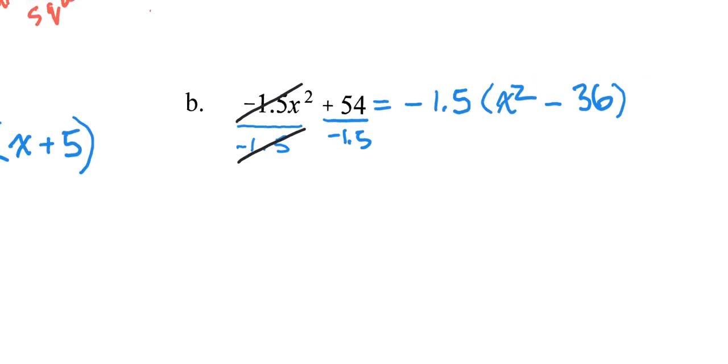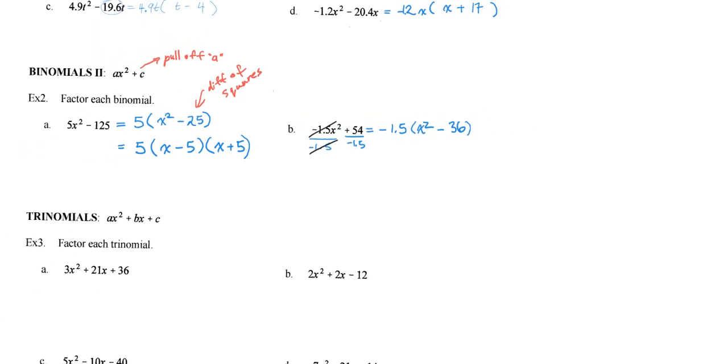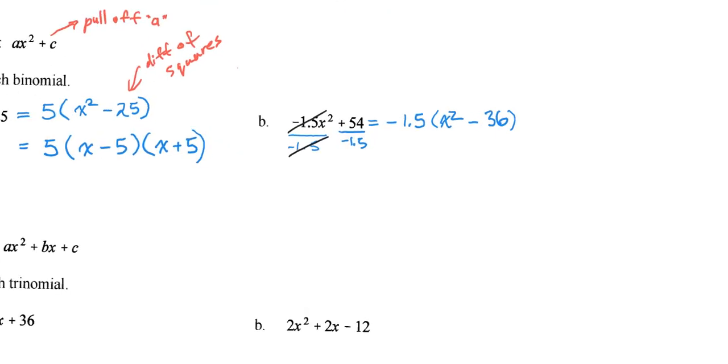Now, we have a problem. Let's take a look. When we have minus 1.5 times x squared minus 36, we have the same situation that we had here. So we're going to have to do something that deals with a difference of squares. So let's go and deal with that now.